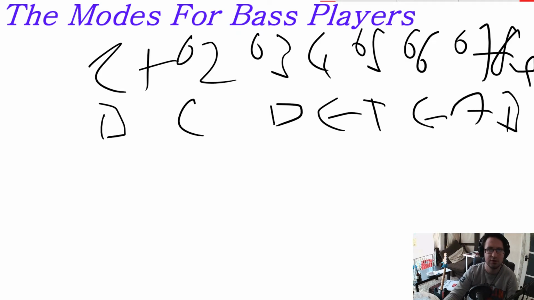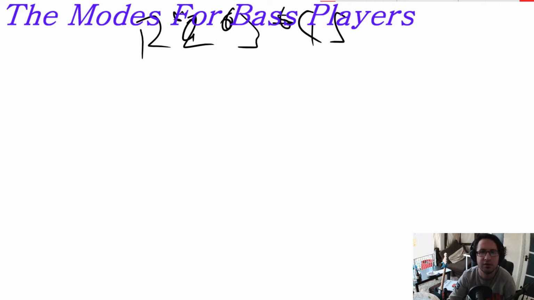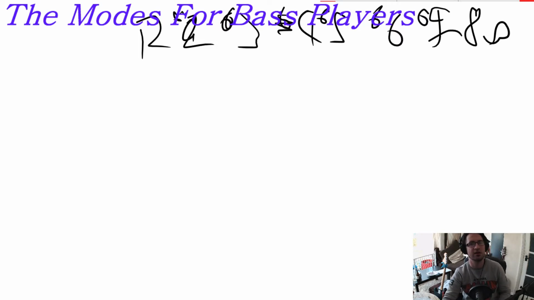So just to clarify, let's do a little bit higher: root, flat second, flat third, flat 4, flat 5, flat 6, flat 7th, octave. The signifier here is that the only note that isn't flattened, except the root of course, is the 4.